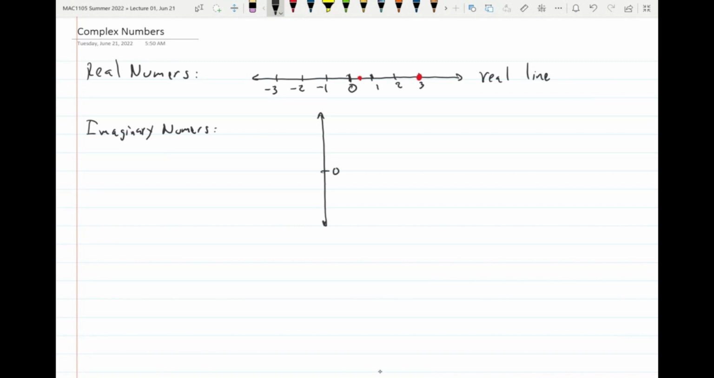So let's say that this is 0, then we declare that this unit is 1, but instead of 1, we call that number i. And then what would be this one? 2i. That would be 2i, and so on. In other words, this is just a copy of the previous line, but you put i next to these numbers. Any number here, just stick an i next to it, and you get your imaginary line. So negative i, negative 2i, and so on. If I ask you for i, here it is. Negative 2i, here it is, and so on. So this is called the imaginary line.